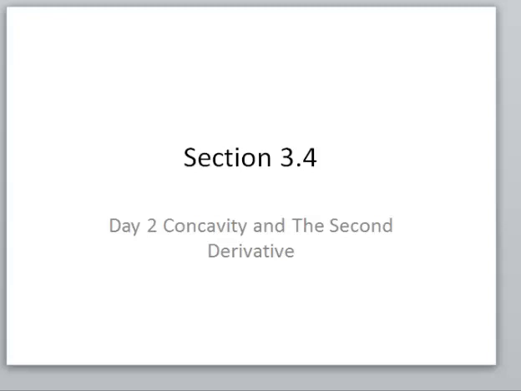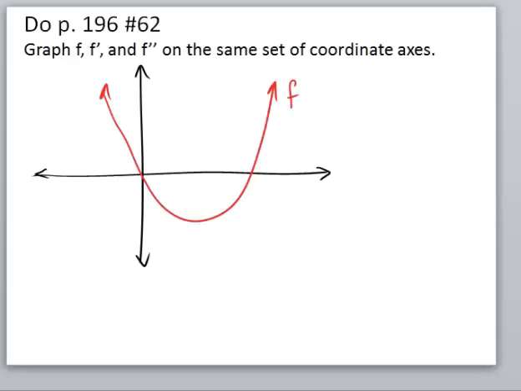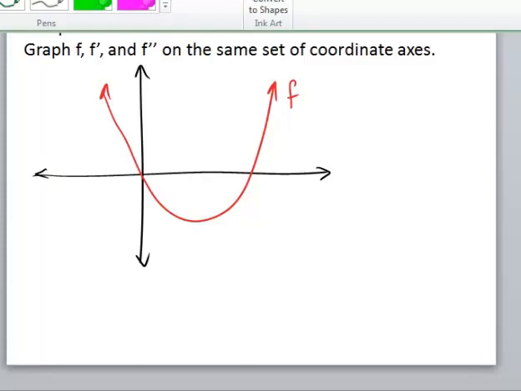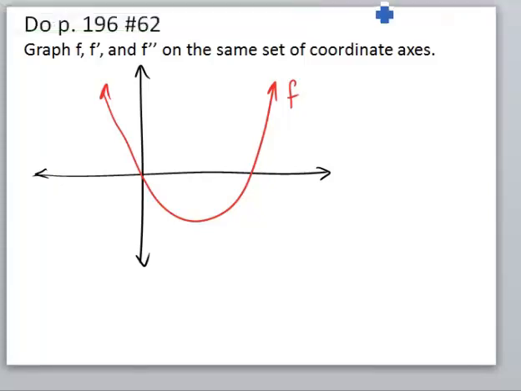Okay, we're going to get ready to do more with concavity and the second derivative. What I want to do first is just look at this picture and graph f prime and f double prime on the same coordinate axes. So what I'm going to look for are critical numbers. If I take a good look at this, I've got a critical number right here. I have a minimum. The slope of the tangent line to the curve is 0.